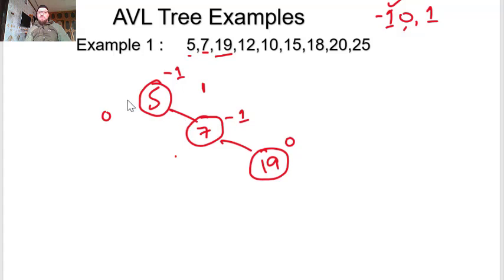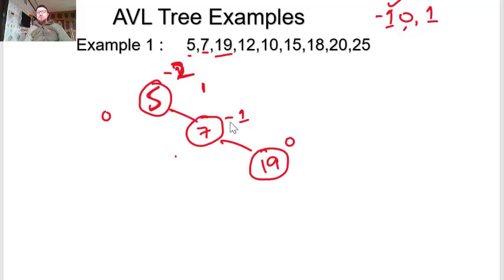Okay, now 5. 5 has left subtree 0, right subtree height is 2. So 0 minus 2, it is negative 2. Okay, now it's a problem. The 5 is in the problem. Now it is an imbalanced tree, so this is not an AVL tree, so we have to height balance it. How do we do that? By rotation.